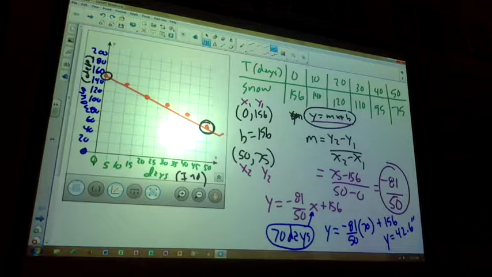Okay, so let's double check it. Ram said yes, and someone said it was wrong. Negative 81 divided by 50, enter. Still with me? Times 70, enter. Plus 156, enter. 44? Joe?